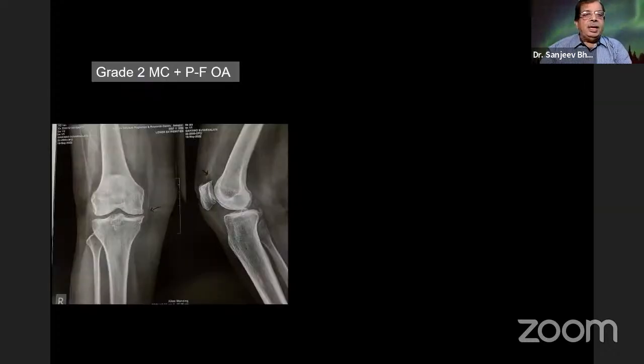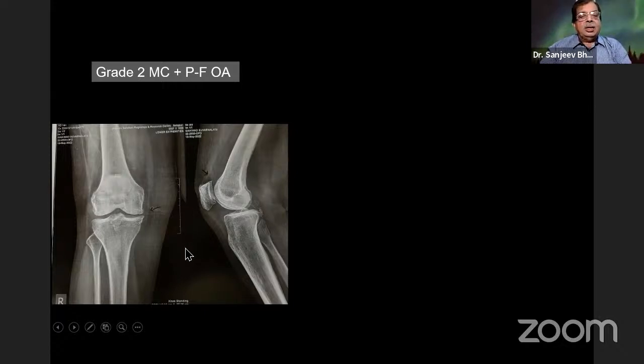Now, this is a case of grade 2 medial compartmental patellofemoral osteoarthritis. You can see that there are small marginal osteophytes coming from the medial femoral as well as medial tibial condyles. And in the lateral X-ray, you can see that there is a small osteophyte coming from the superior pole of the patella.